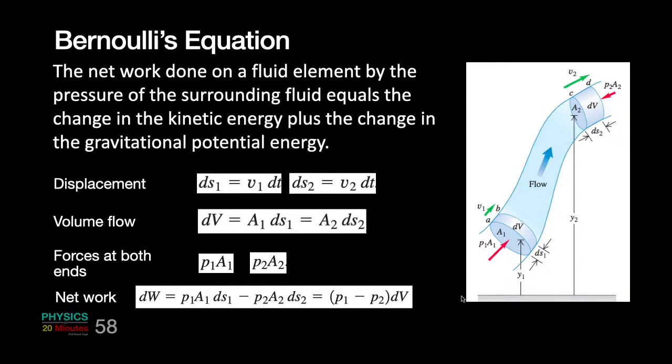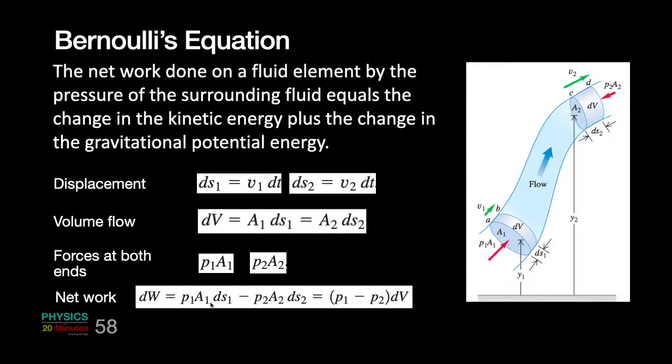So the work done by external forces is force into displacement at this end, and force into displacement at this end, but you can see that they are working in opposite directions, so with a minus sign, and that is the net work done by the external forces. So the net work done is P1 A1 ds1 minus P2 A2 ds2, but look at A1 ds1 or A2 ds2. What are these parameters? A1 ds1 and A2 ds2 are my dV.